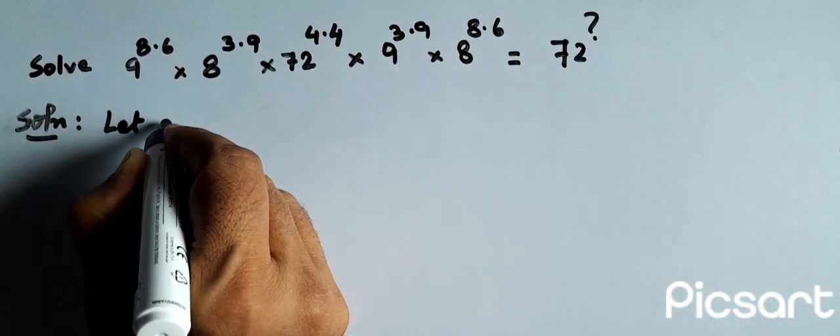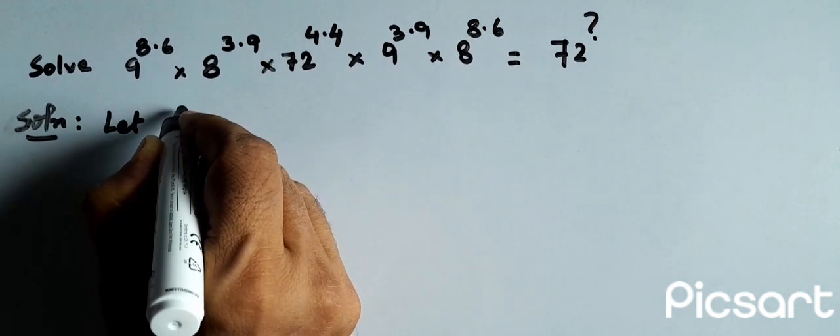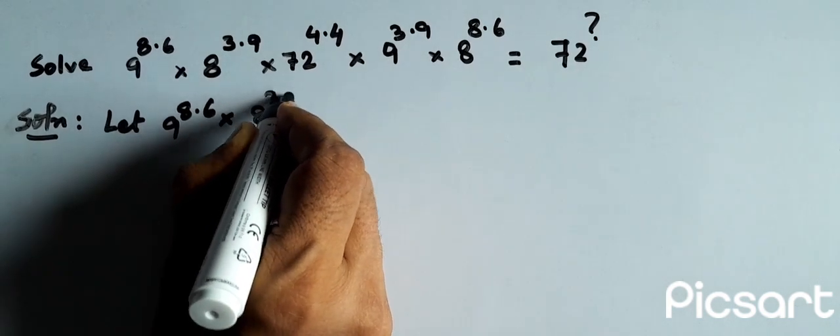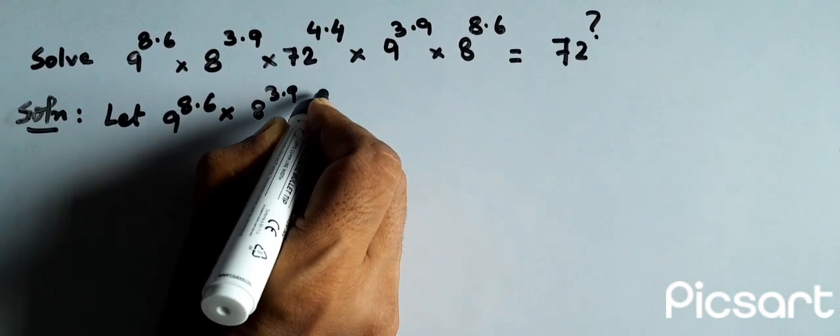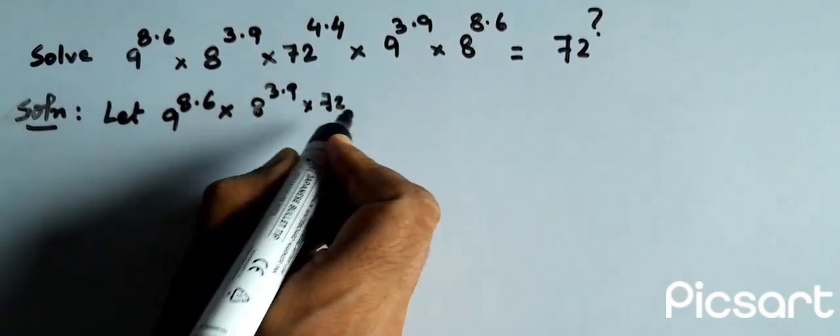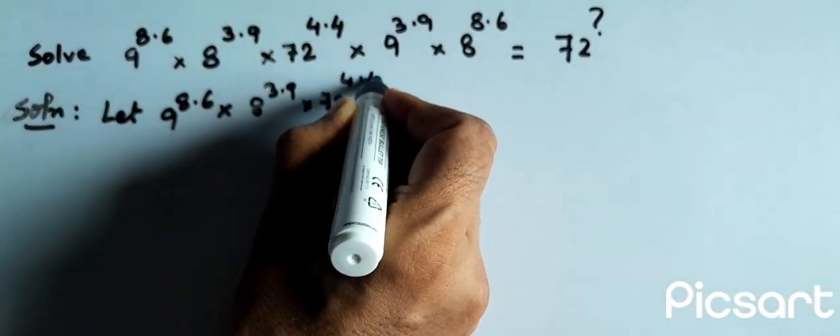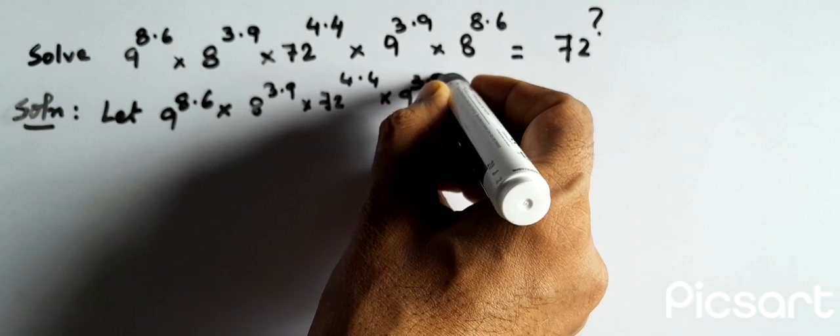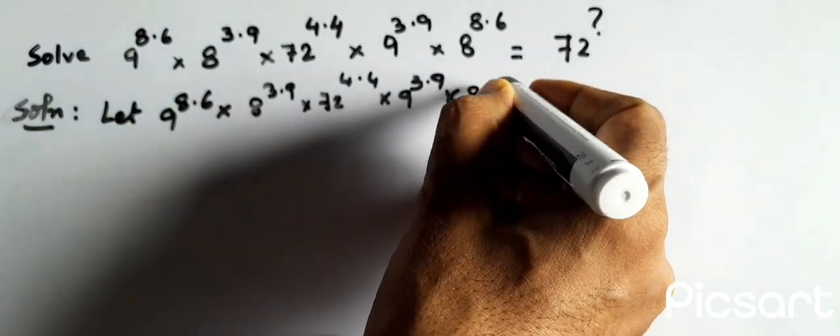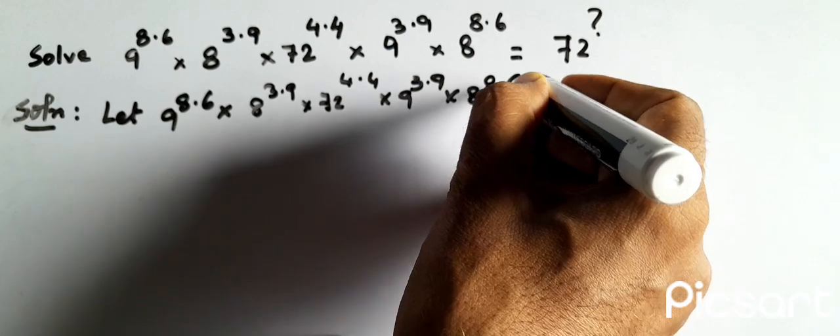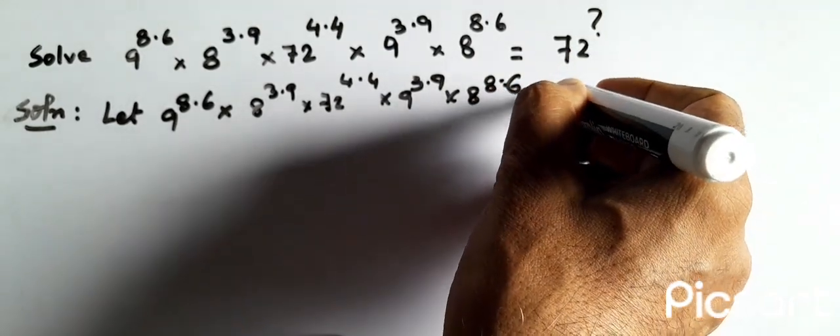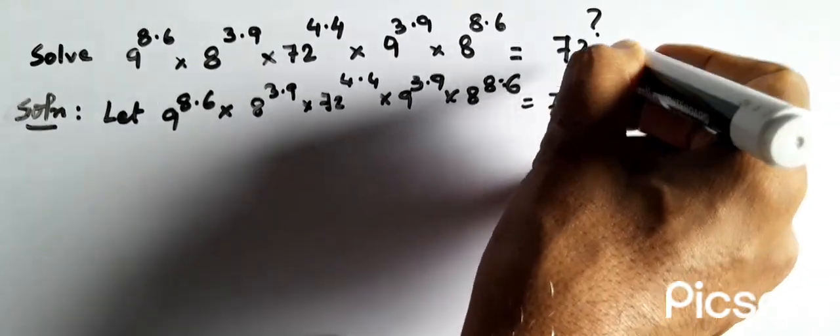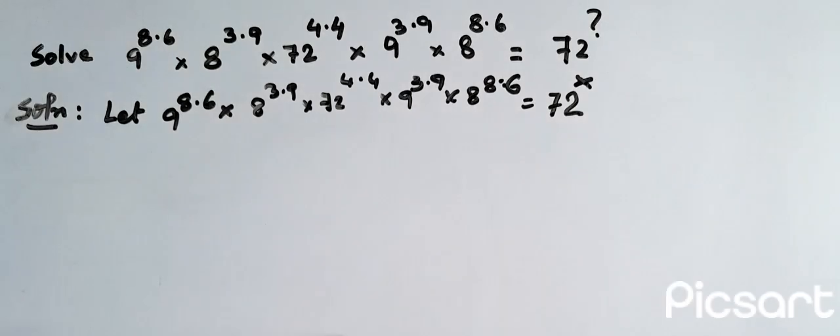Let 9 to the power 8.6 into 8 to the power 3.9 into 72 to the power 4.4 into 9 to the power 3.9 into 8 to the power 8.6 is equal to 72 to the power x. Now we have to find the value of x.